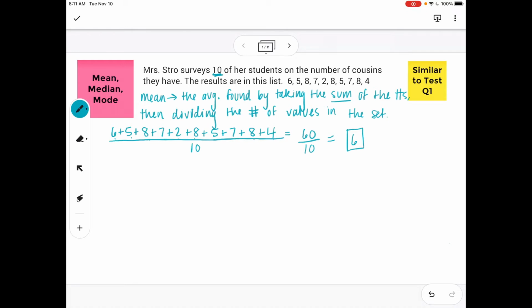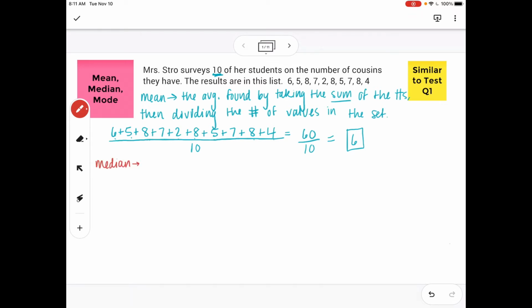A lot of people make the mistake of doing that first step, finding the sum and adding all the numbers, but then they don't divide. So in this case, if we checked our work and said, okay, 60, does that make sense? Hopefully you would be able to check that that would not make sense if your average of numbers ranging from 2 to 8 was 60. Okay, so check if it's reasonable.